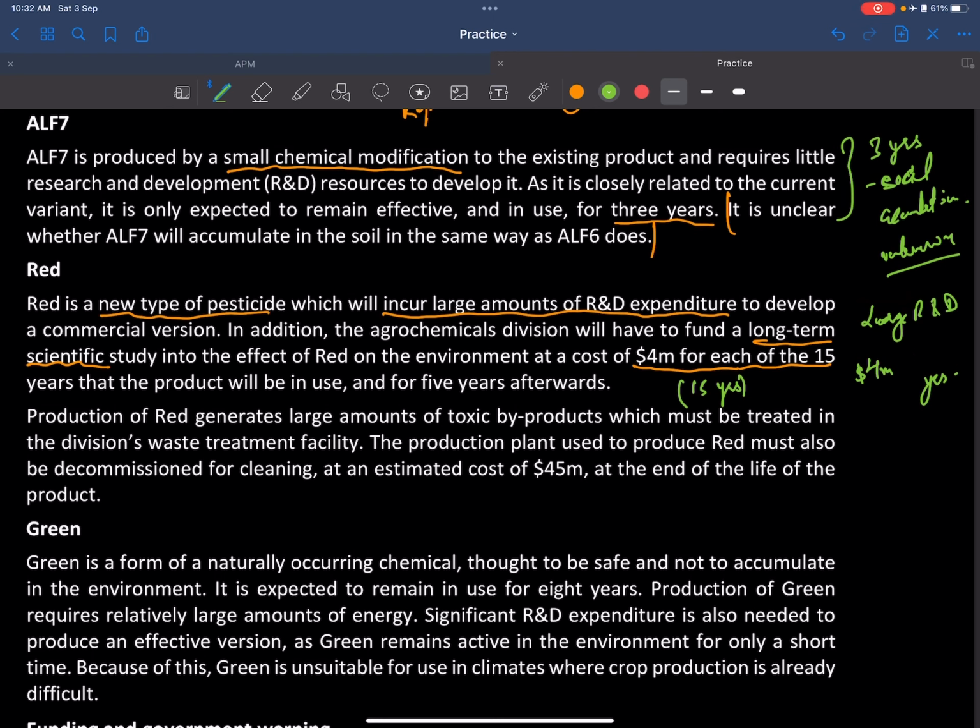Production of red generates a large amount of toxic byproducts which must be treated in the division's waste treatment facility. The production plant used to produce red must be decommissioned for cleaning at the end of the life of the product, after 15 years, at an estimated cost of 45 million. So there is a decommissioning cost that we incur. Those are the things that we need to be careful about: the life is 15 years, and the decommissioning cost.